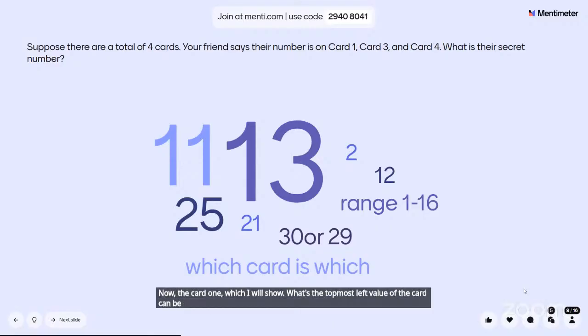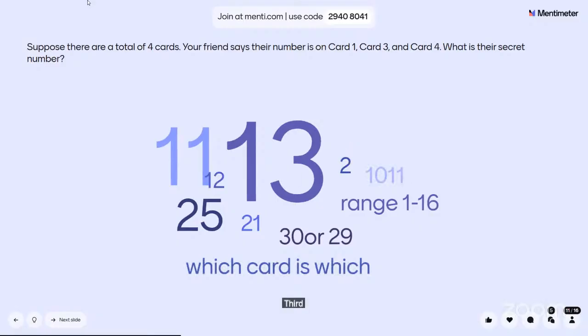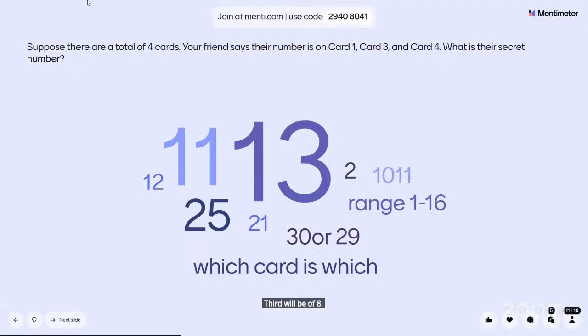Now the card 1 which I will show, what can the topmost left value of the card be, like how the 4 card bits can be. So if there are only 4 cards, there are 4 bits. The topmost left card is 1, all the numbers that have 1 as the last bit. The second card will be 2, again the same, whoever's numbers have the bits 1 0. Third will be 4, sorry, whoever has 1 0 0, and another one will be now 8.